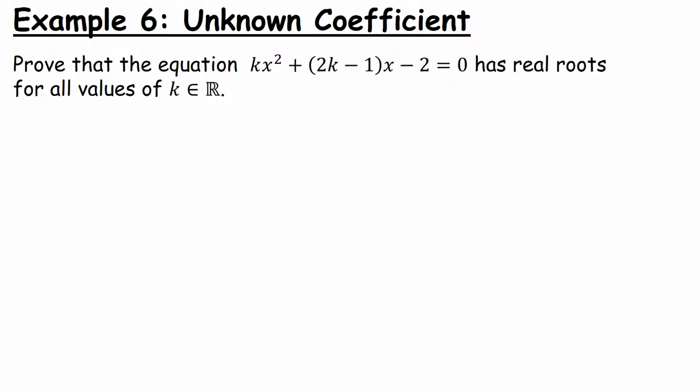So final example here, so example 6, so again looking at an unknown coefficient, but this is working with it slightly differently. So we want to prove that this equation here, kx squared plus (2k minus 1)x minus 2 equals 0, has real roots for all values of k. So again, we're working with our discriminant.